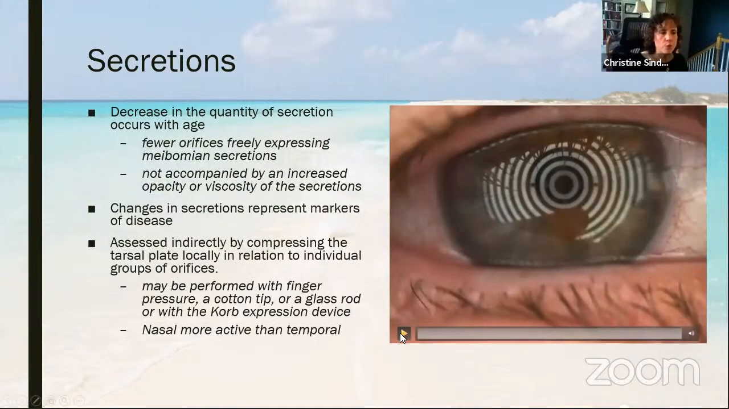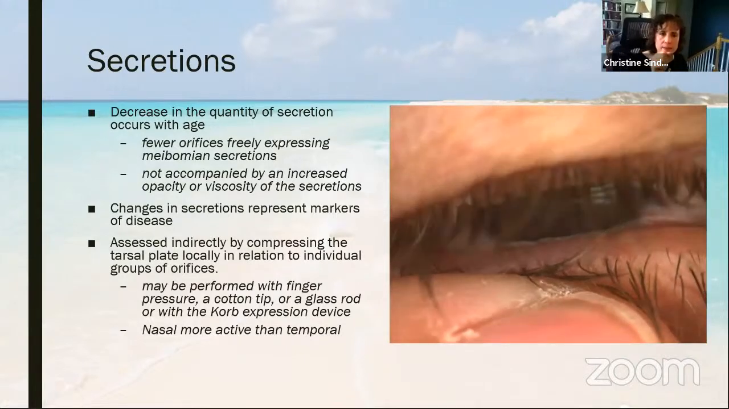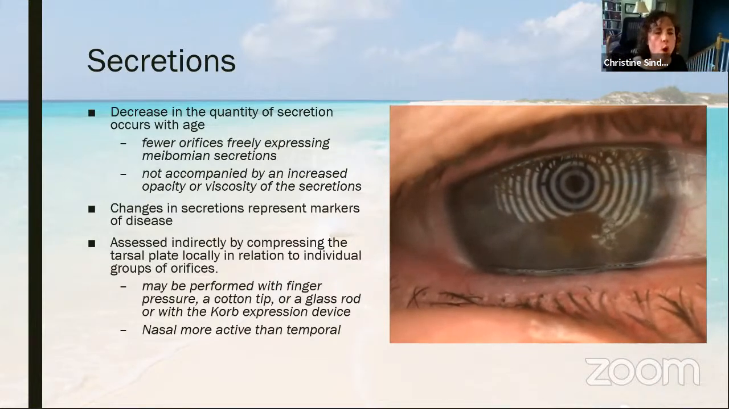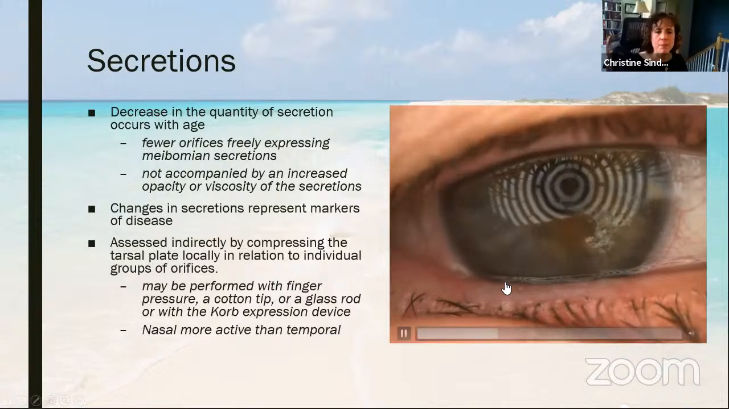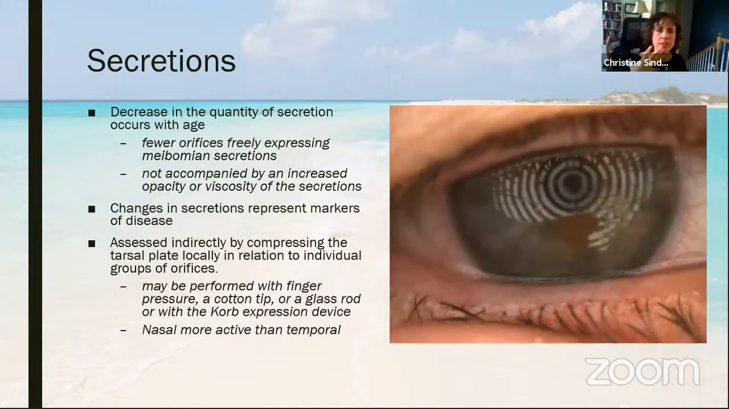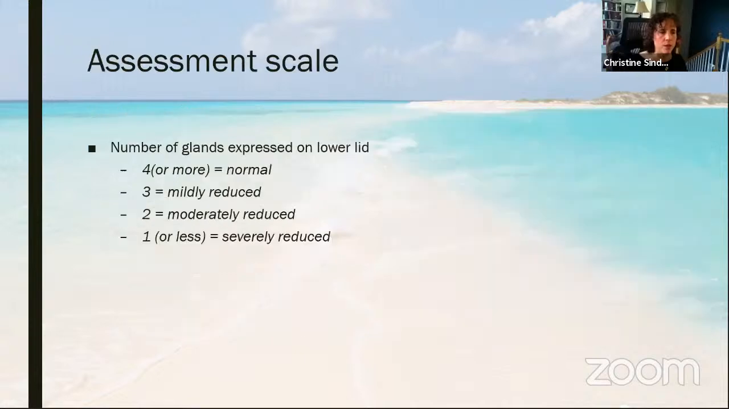You want to look for the secretions. So you want to actually press on the gland while you're sitting at the slit lamp and see how many glands will secrete meibum and what's the quality of the meibum that is coming out of those glands. Frequently, you push on it and then the whole surface of the eye becomes very cloudy because the quality of the meibum is not very good. You want to count the number of glands and you just take your thumb and push, and see how many glands secrete at once. If you have more than 4, that's perfectly normal. And if you have 1 or less, that's pretty reduced.